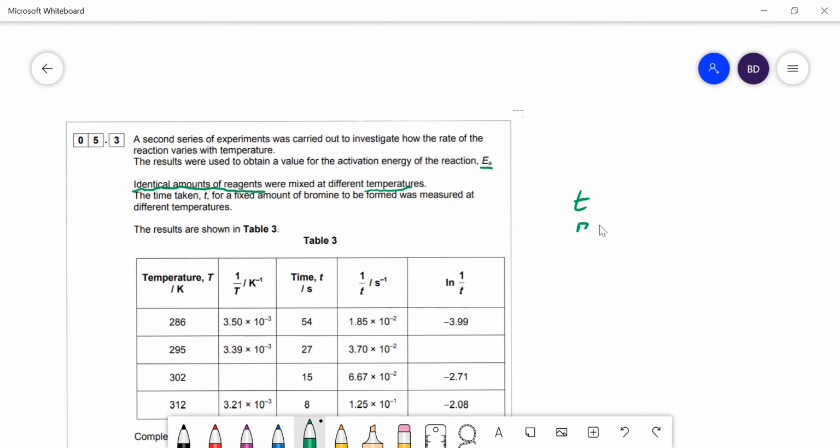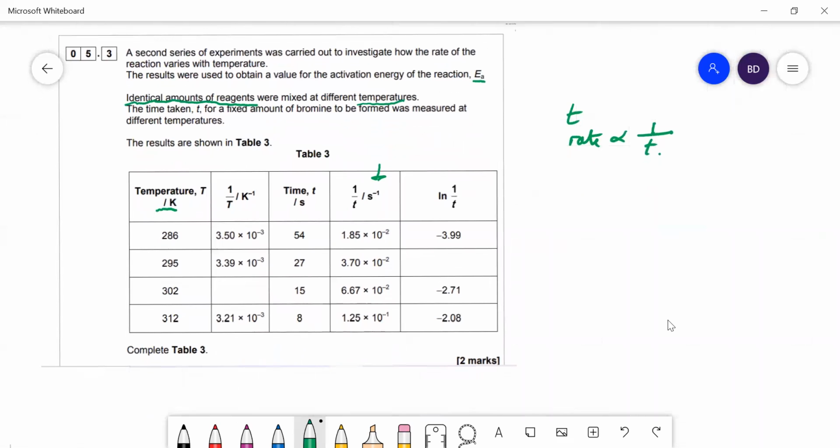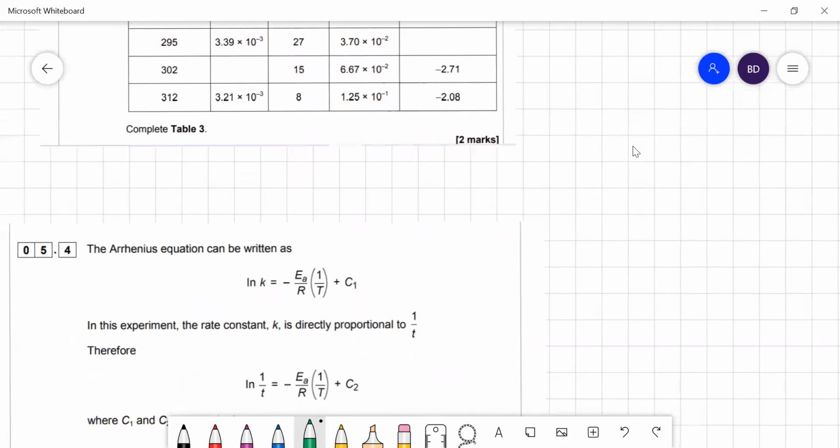Of course, the rate there is going to be proportional to 1 over the time taken. So that's what they're finding out here. That's the rate. This is the temperature in Kelvin, and they worked out the reciprocal of the temperature. We'll see why in a minute. It gives you the Arrhenius equation here.